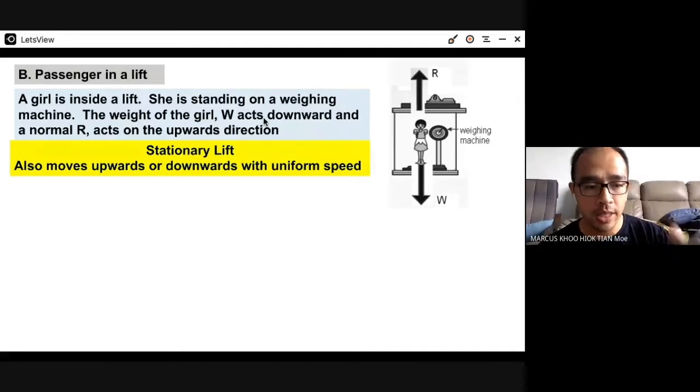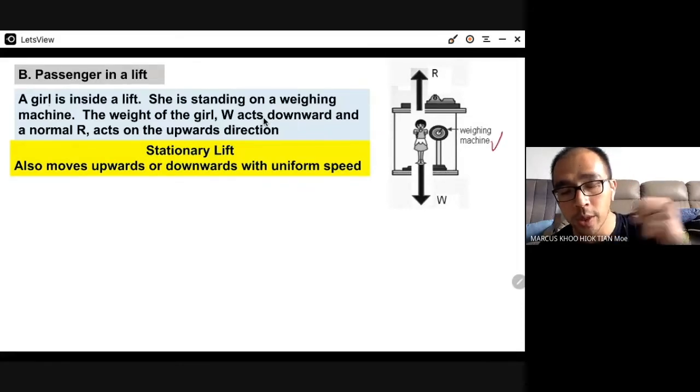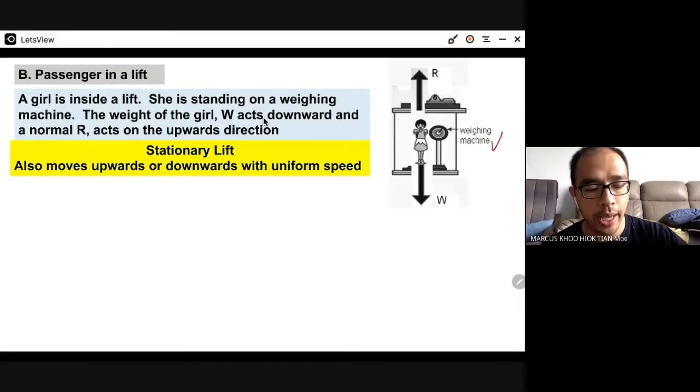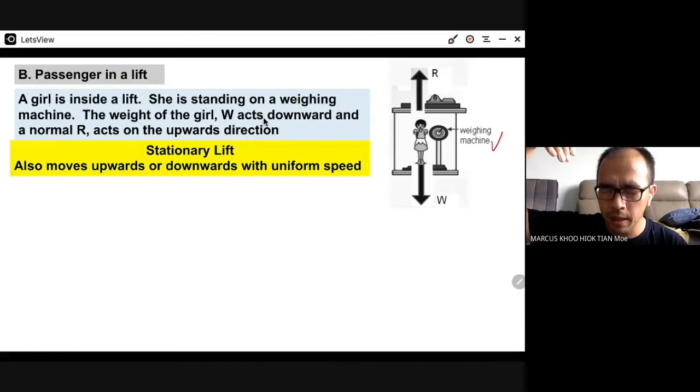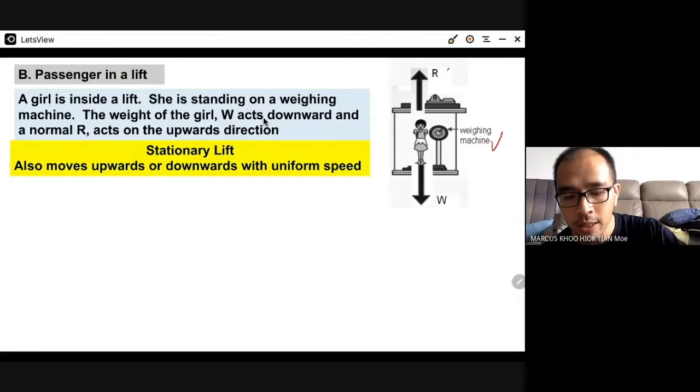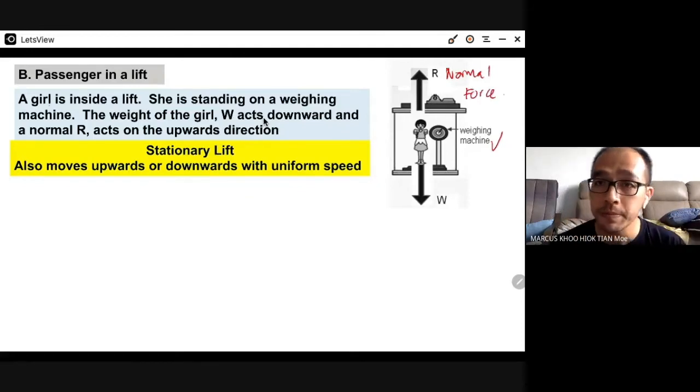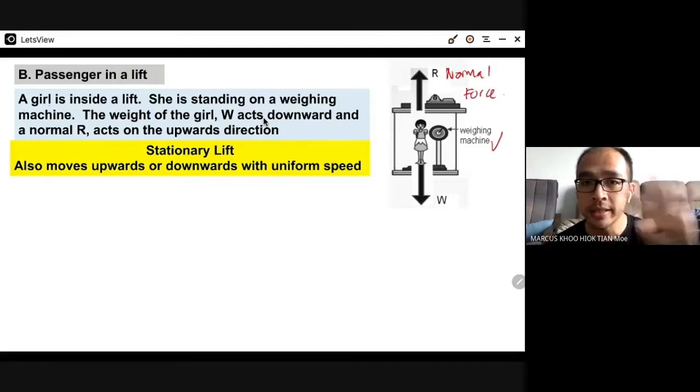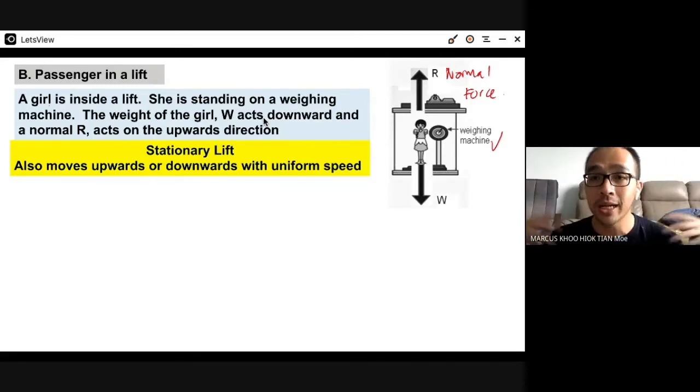So let's consider situation number 1. So you have a girl inside a lift. She is standing on a weighing machine. So she's standing on this weighing machine over here. Now the weight of the girl is acting downward. And since there is a force downwards, there must be an opposite force upwards, and we will call this opposite force the normal force. Something new. This one tiada kaitan dengan air resistance. Adalah, tapi nanti kemudian. But let's say we're just talking about the girl sahaja.